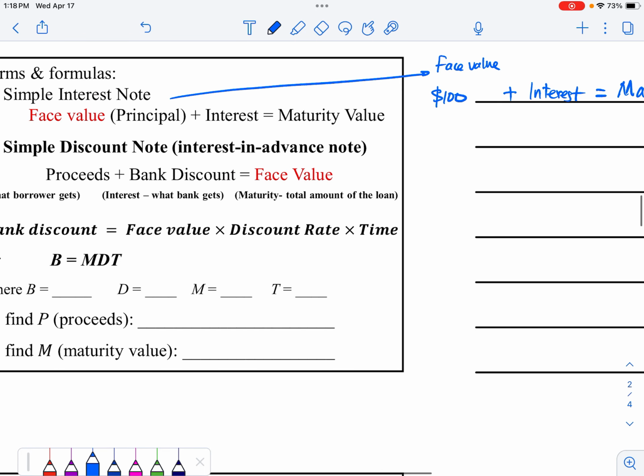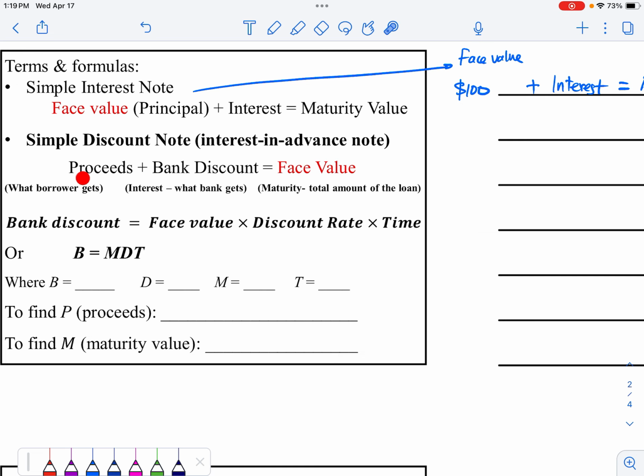Now, for a simple discount note, this is a little different. The face value actually will be how much you will pay back. And the bank will deduct the interest from the face value up front and only gives you the remaining, which is called proceeds. So basically the proceeds is the amount of money that the borrower gets. Bank discount is the interest the bank takes away, which the bank deducts from the face value. And maturity value is the total amount of the loan that you have to pay back.